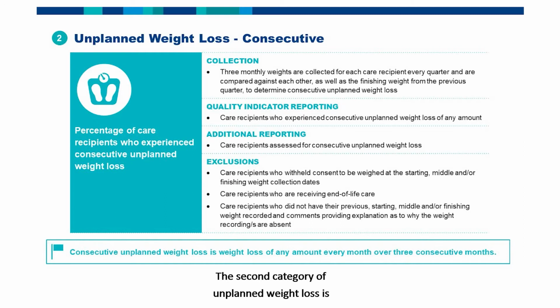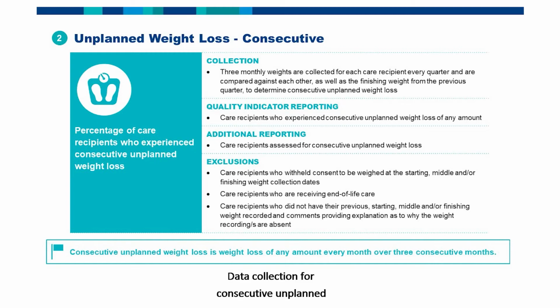The second category of unplanned weight loss is consecutive unplanned weight loss. Consecutive unplanned weight loss is weight loss of any amount every month over 3 consecutive months of the quarter. Consecutive unplanned weight loss should not be dismissed as a natural age-related change. The detection of consecutive unplanned weight loss provides an early opportunity to investigate and improve health outcomes before they become more significant. From 1 July, providers will report the percentage of care recipients who experience consecutive unplanned weight loss.